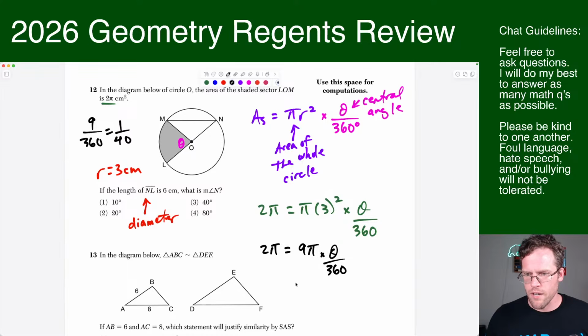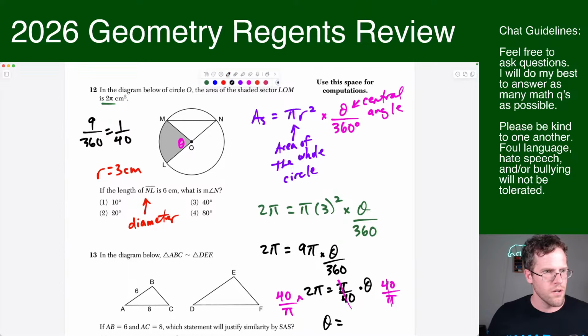So I could rewrite this now as 2 pi equals pi over 40 times theta. And then multiply both sides by the reciprocal, so times 40 over pi. These cancel. And this allows me to say theta equals, pi over pi cancels, and 40 times 2 is 80. So this angle here is 80 degrees. All right, so 80 degrees.